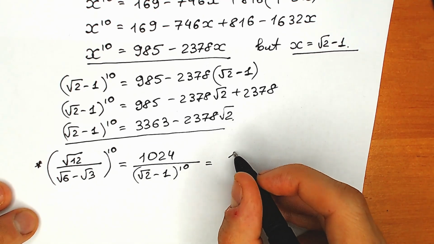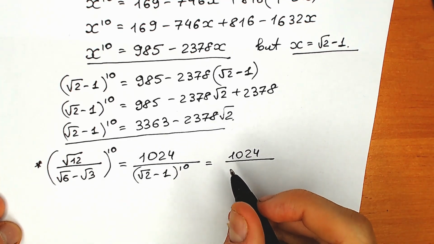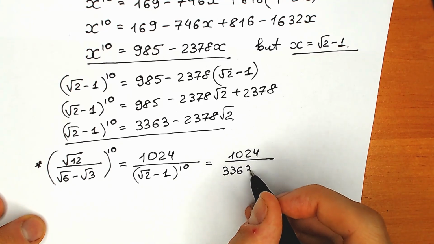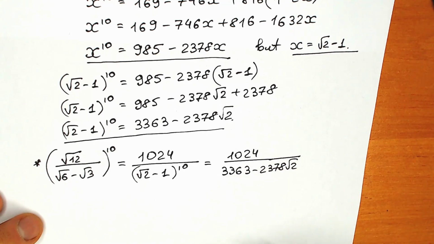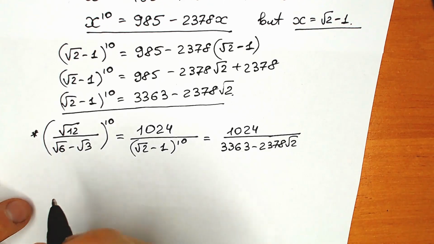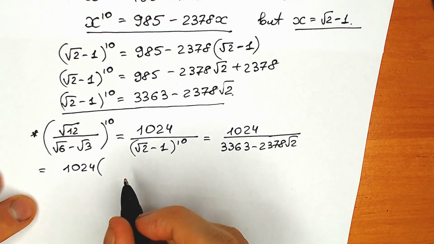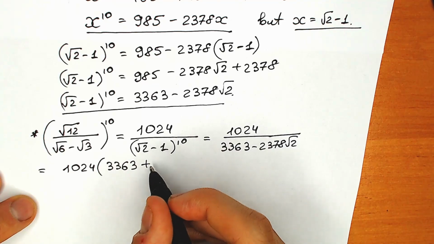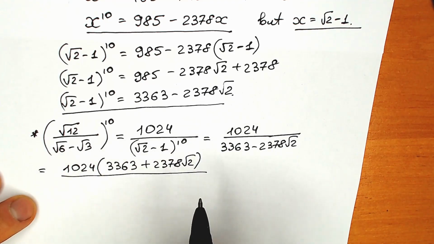So as a result we have 1024, we're gonna divide it by 3363 minus 2378 square root of 2. And right now you can easily leave this answer like that, but you can also multiply it by the conjugate. So as a result, we can have 1024, and we're going to multiply by this expression with the positive sign, so 3363 plus 2378 square root of 2, and we're going to multiply the same denominator.